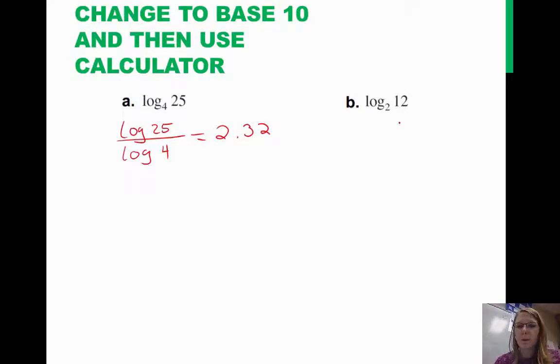So I'm going to pause the video. I'm going to let you try log base 2 of 12, and then start the video again and see if you got the right answer. So here I have the answer of 3.58.